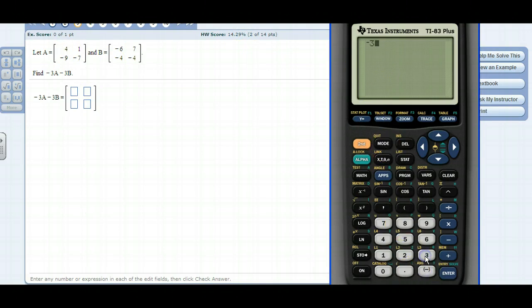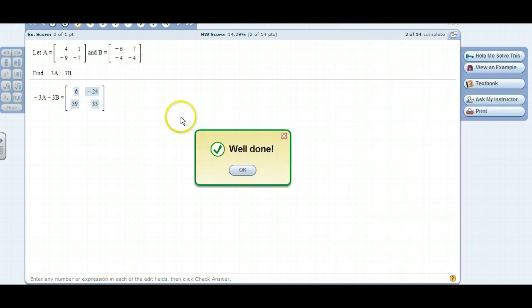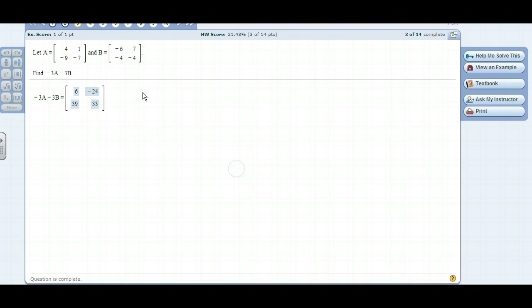Negative 3A. Go in here, matrix A. Minus 3, and then go back in, second matrix, option 2 is B. Alright, and there's our answer. Put that in. Checks. Well done. Alright, go to the next one.